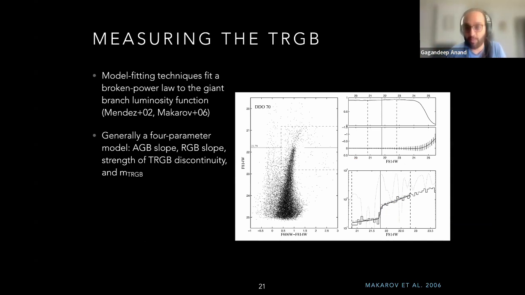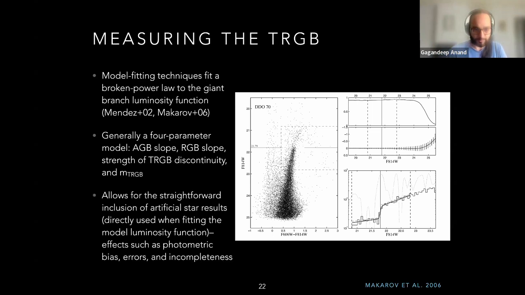One parameter is the slope of the AGB. The other parameter is the slope of the RGB. And then you can see at about 21.79 magnitudes, that's where the TRGB was found to be. And so the other two parameters are, of course, the location of the TRGB, which is what you're solving for, but also the strength of the TRGB discontinuity. And you can see that by seeing that in this galaxy, and pretty much all galaxies, there are many more RGB stars than there are AGB stars. And so that dictates the strength of your TRGB discontinuity.